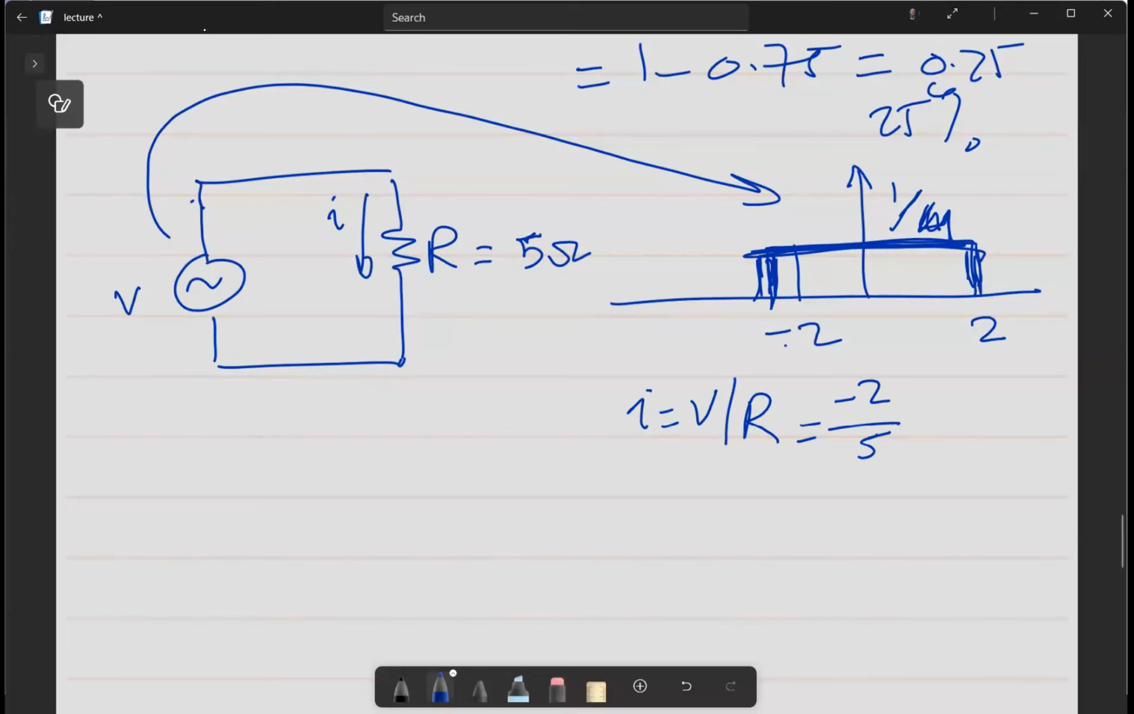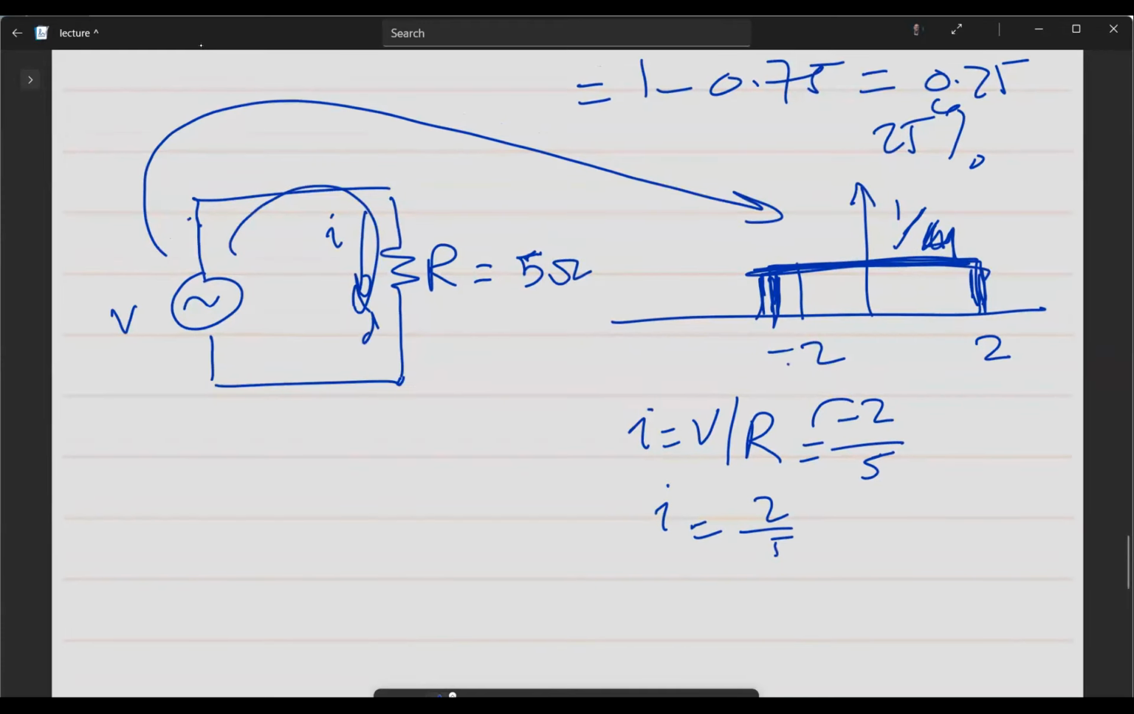Okay, so the current here, when the voltage is negative, it will change the direction of the current, because we know that minus or plus represents the direction of current, in amperes, and the maximum of this current will be actually 2 over 5. So the current will alternate between 2 over 5 ampere and minus 2 over 5 ampere, and the sign here represents the direction of the current in both directions.